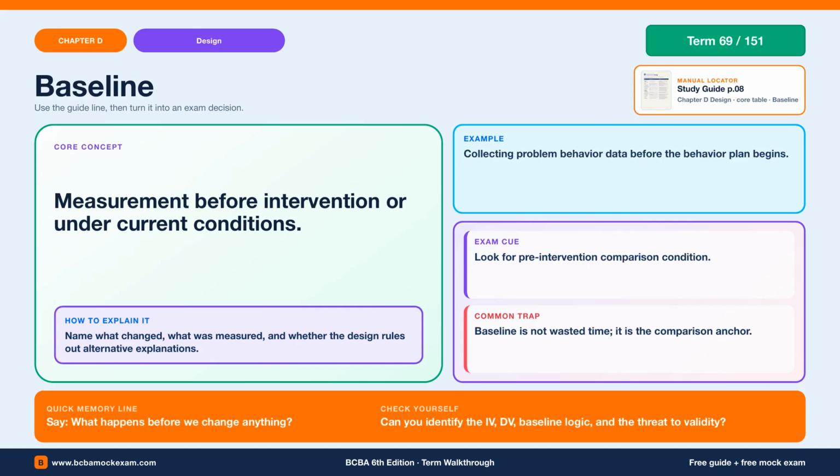Baseline. Baseline is measurement before intervention. It shows the existing pattern of behavior before the independent variable is introduced. For example, the team records aggression for several sessions before starting the intervention. The exam cue is pre-intervention data or current performance level. The trap is treating baseline as wasted time. Baseline is what lets us compare change after intervention. Memory line: baseline shows what happens before we change something.